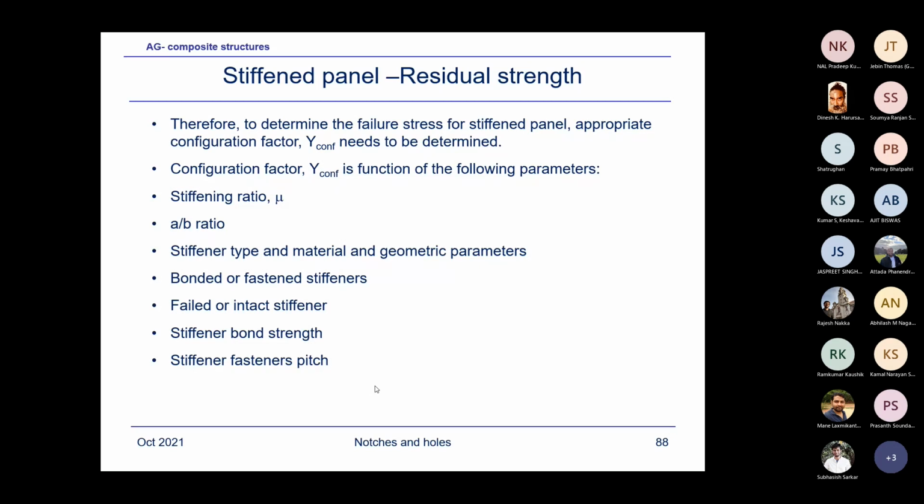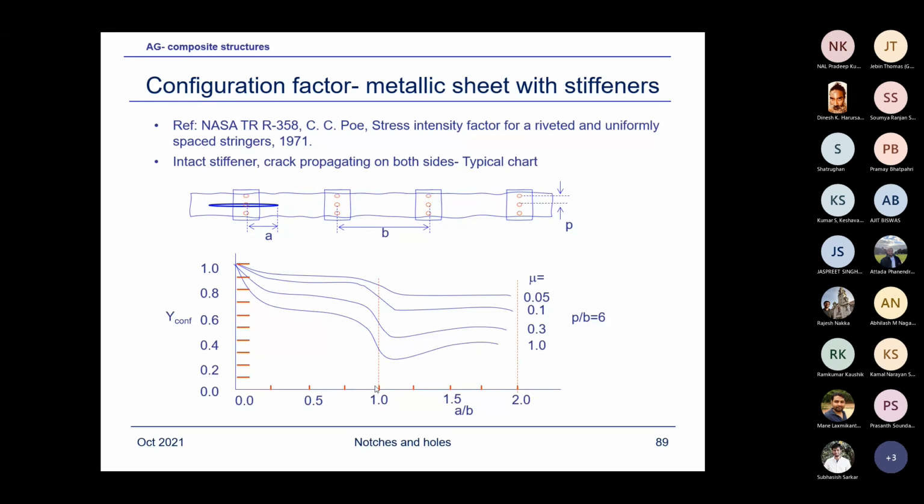That's it. Configuration factor is a function of the following parameters: stiffening ratio, A by B ratio, that is crack to stiffener spacing, stiffener type, and the material geometric parameters, bonded or bolt-fastened stiffeners, failed or intact stiffener, stiffener bond strength, and stiffener fastener pitch, and so on. Okay, I've just copied some charts from this reference from Poe, just to illustrate here the method.